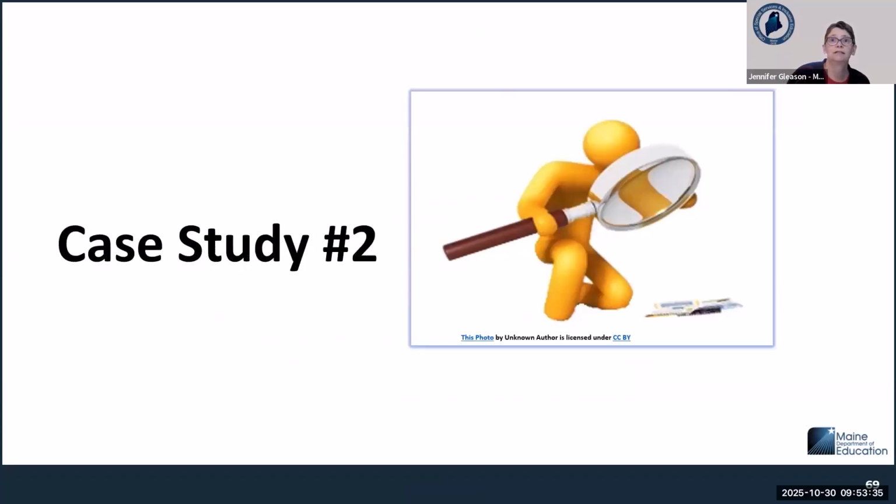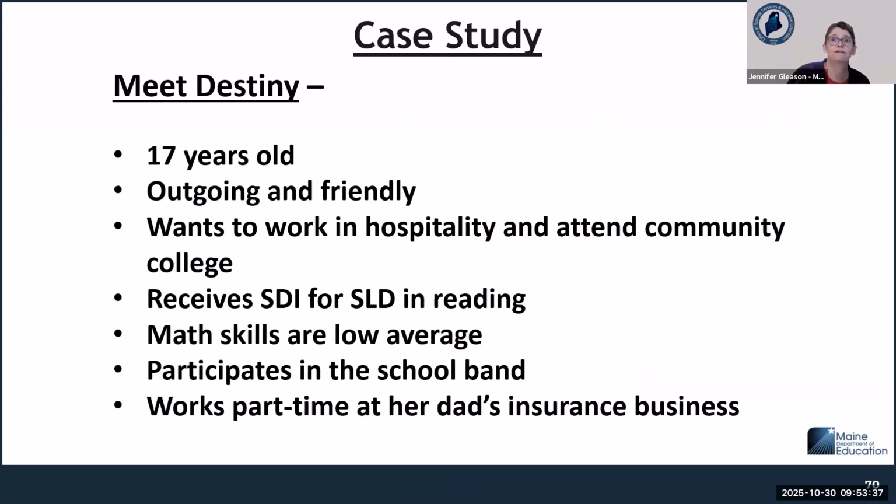All right, case study number 2, very different student. This is Destiny. She's 17 years old, outgoing, friendly. She wants to work in hospitality and attend community college. She has an SLD in reading. Her math skills are low average. She's in the band and she works part-time at her dad's insurance business.